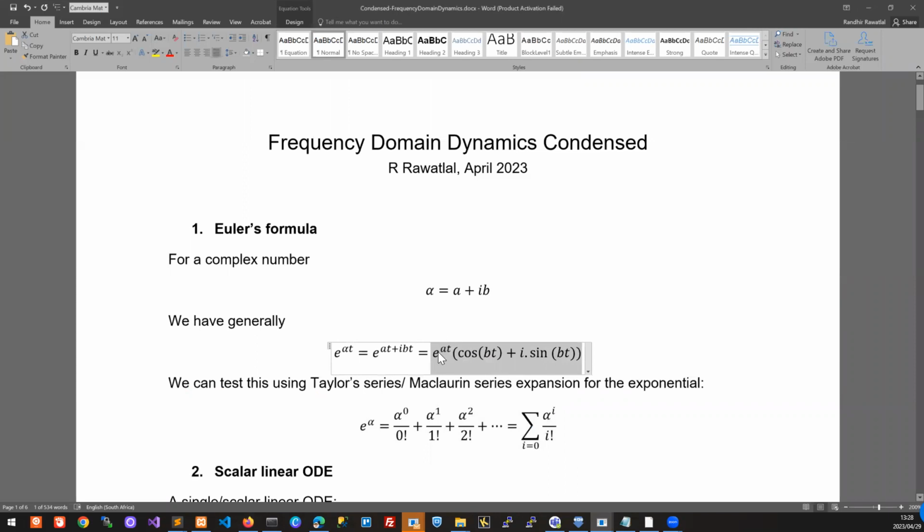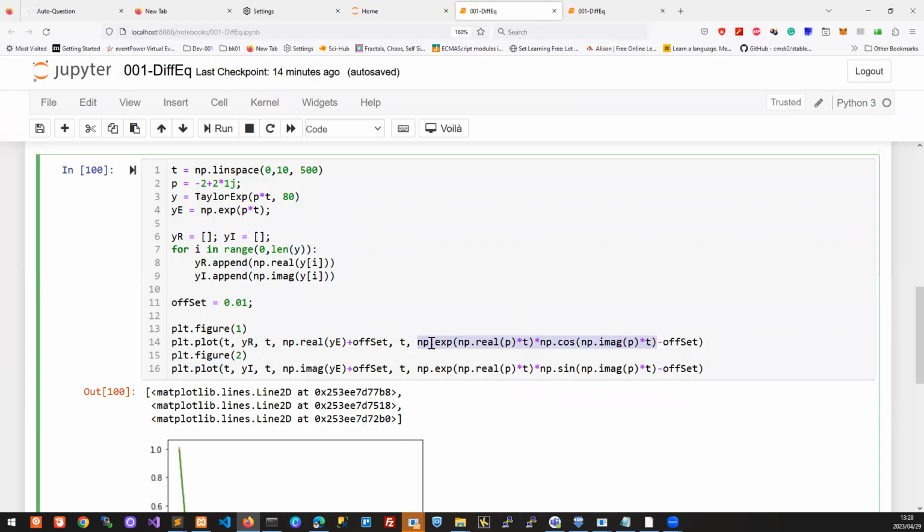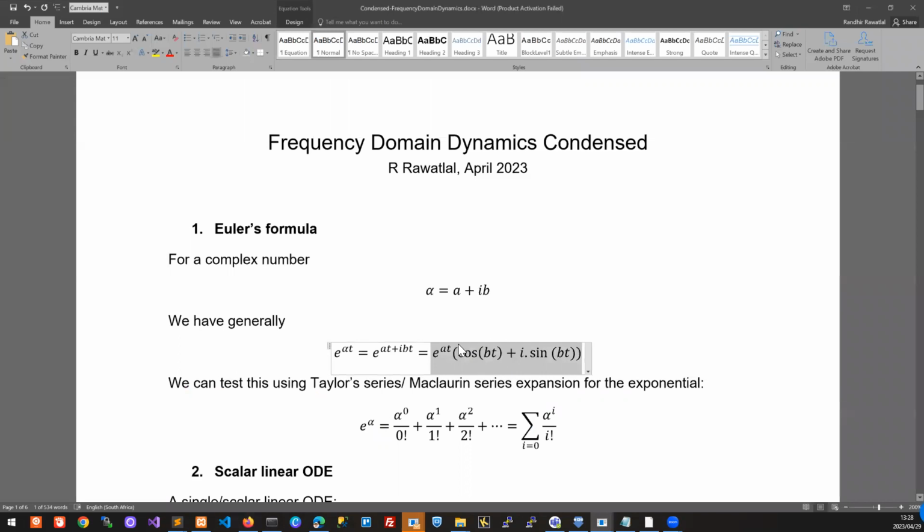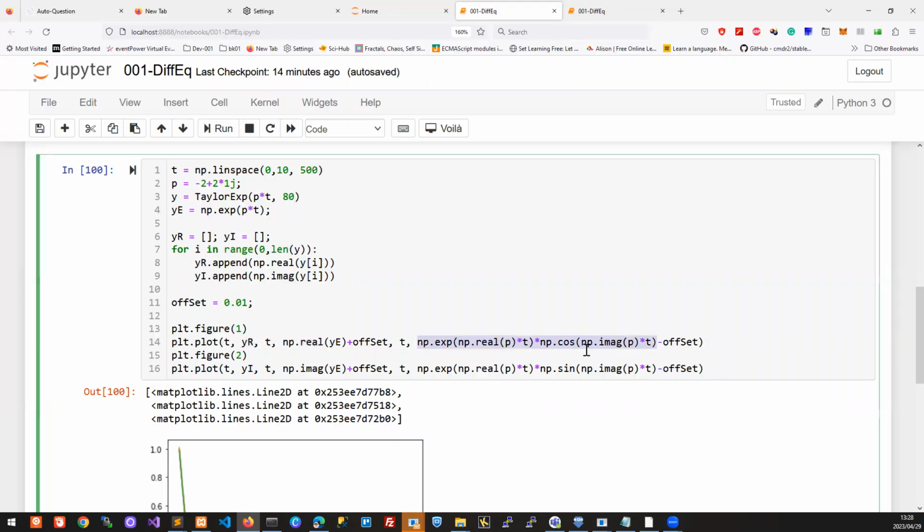e to the at. a is the real part of our constant, and so that's what we have here. And then the real part of this is cos bt. So here's cos of the imaginary part, right? So all of this is the real part. And so we are calculating the real part 3 different ways here.